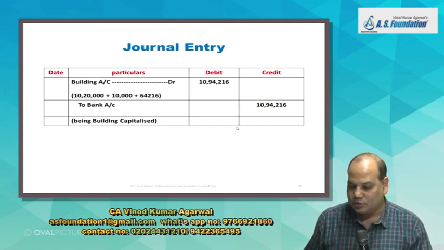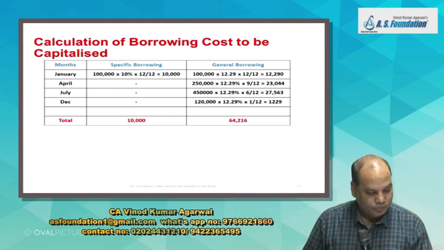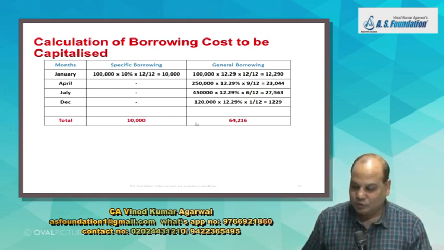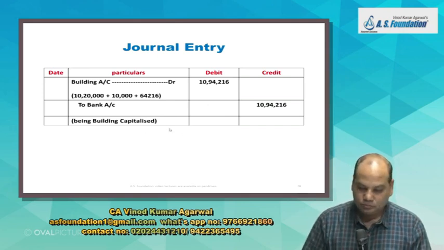They have asked you one question also. What is the question? Pass journal entry in respect of building. So total amount is 74,216, and the total expenditure incurred on building is 10,20,000. So the entry will be building account debit to bank account. Being amount of cost of building and borrowing cost thereon capitalized.